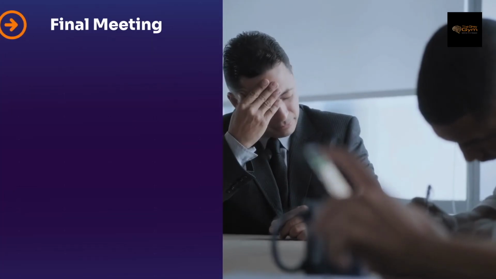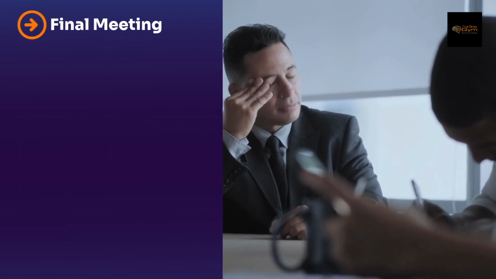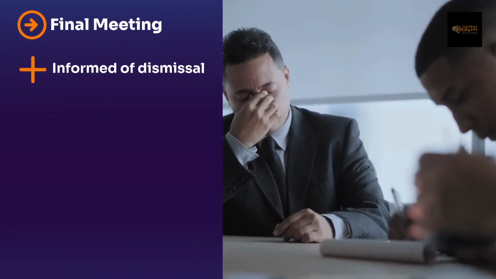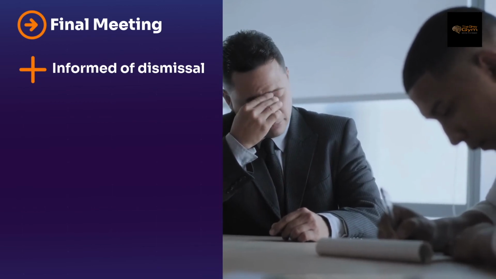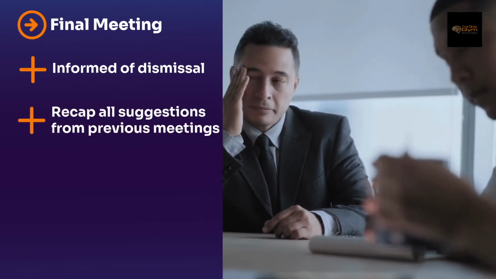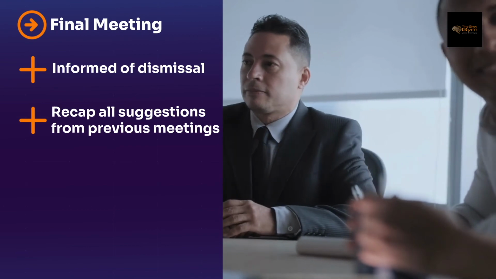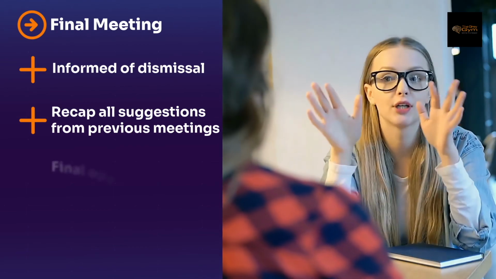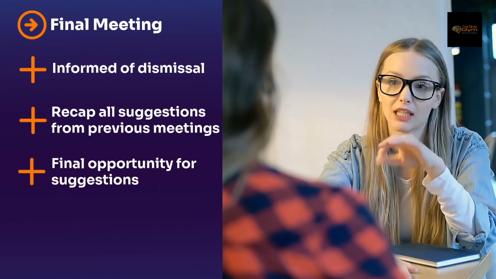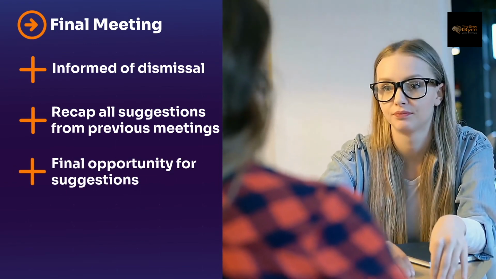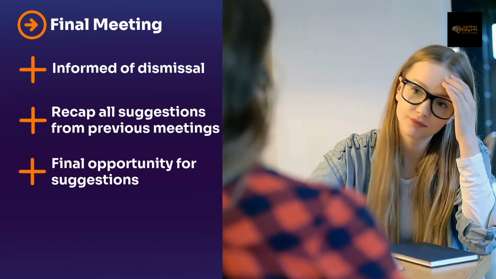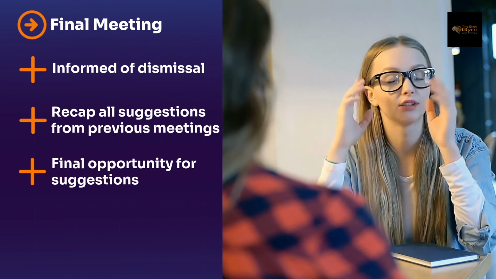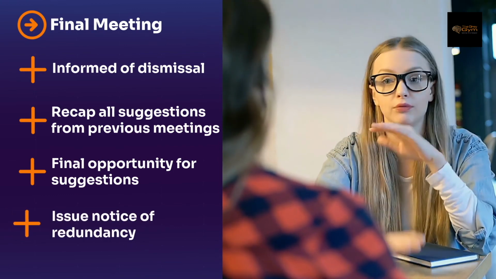Step number 6 is the final meeting. In this meeting, the employee will be informed if their services are being dismissed on grounds of redundancy. You will need to recap everything and all suggestions discussed in the previous two meetings before you make a final decision. Allow the employee one final opportunity to propose any alternate suggestions and answer them with evidence that the suggestion has been considered, however, it is not feasible at this point. And finally, issue a notice of redundancy.